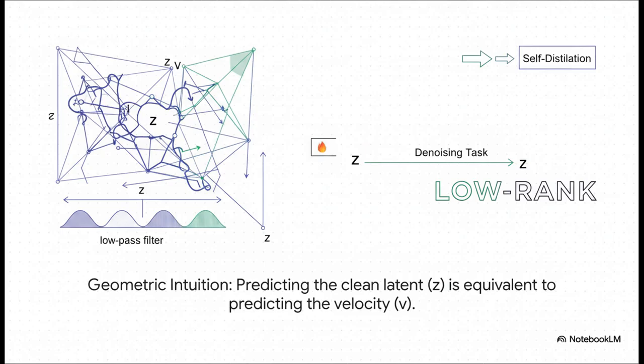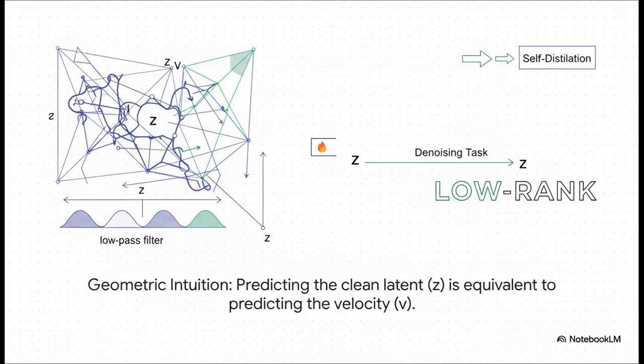Okay, on to culprit number two, that whole rank differentiation mess. The problem was that predicting random noise is the wrong kind of task. So they just changed the task. Instead of telling the model, find the random static we added to the TV screen, they told it, find the original clean TV show that's hidden inside the static.